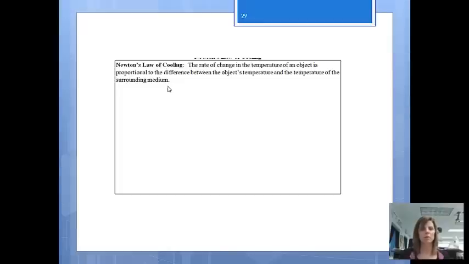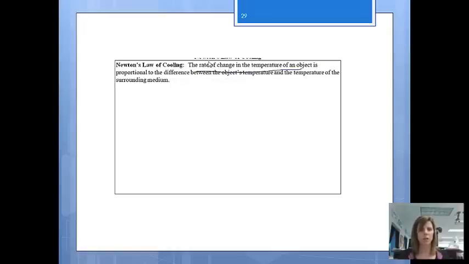Newton's law of cooling states the rate of change in the temperature of an object is proportional to the difference between the object's temperature and the temperature of the surrounding medium. We're going to take this information, write a differential equation, and then see if we can solve it.